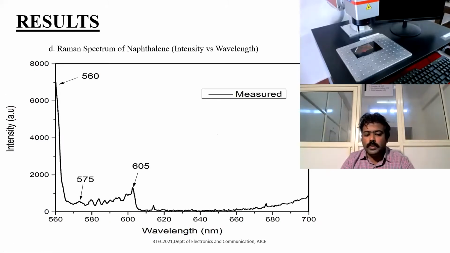So this is the spectrum of naphthalene that we measured, a result of intensity versus wavelength, to get very accurate results. Otherwise, when you see the graph, it will not look linear. So we get a very linearized curve. We get 560, 575 and 605.